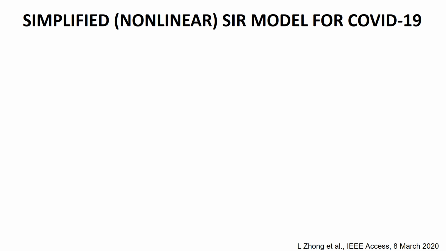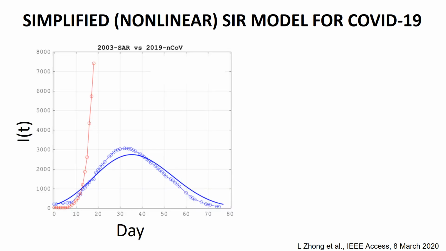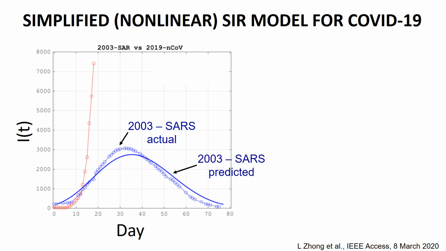Okay, so what we're looking at here is a paper in the bottom right-hand corner, which came out recently. These Chinese authors looked at the original SARS data, and they predicted what might happen from the SIR model. And as you can see, the SIR model is very close to what actually happened. They also put in the actual COVID-19 infectious rate, which, as you can see, is increasing exponentially.